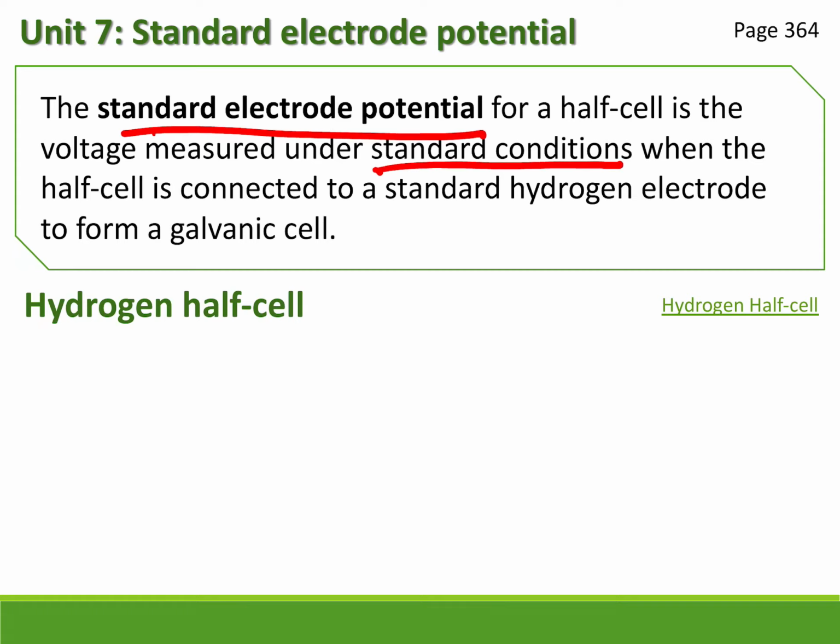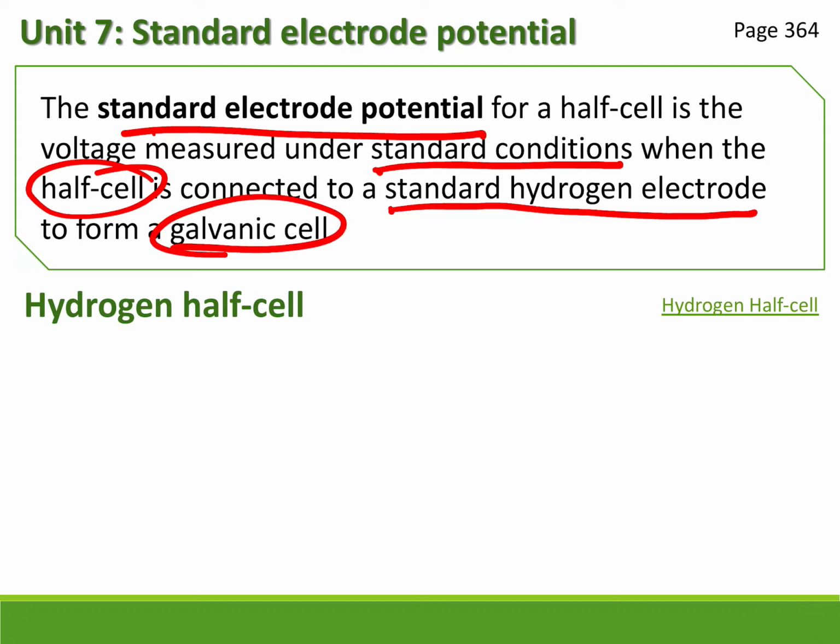So, the standard electrode potential is for a half cell, measured under standard conditions. We'll talk about that in a second. It is measured when the half cell is connected to a standard hydrogen electrode to form a galvanic cell. So we have something that we're going to compare other electrodes to. So we're going to get a list where we can see what the potential of an element is when it gets oxidized or reduced, okay? But we've got to compare it to a standard hydrogen half cell.